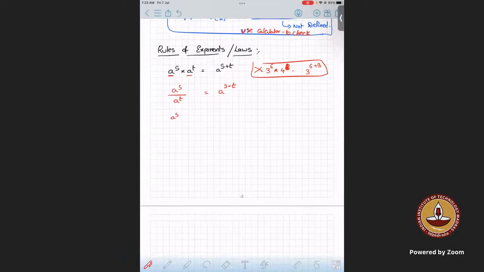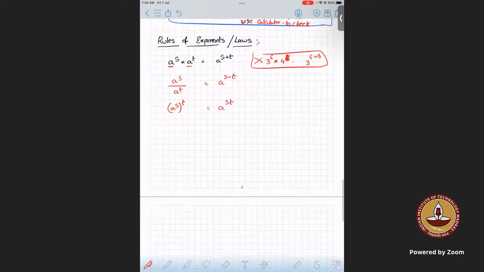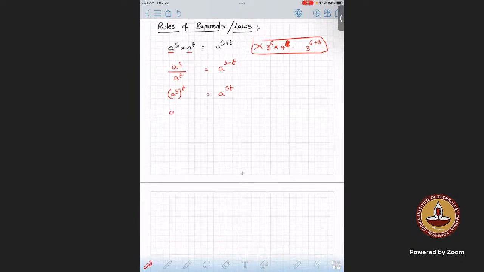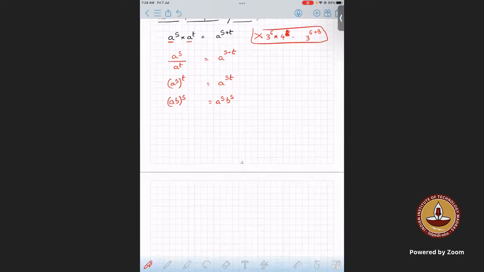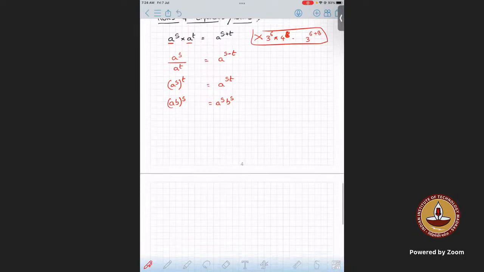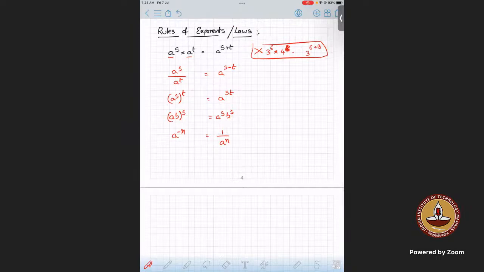Next one, a power s whole power t is equal to a power s t. ab whole power s is equal to a power s into b power s. Then 1 by a power minus n is equal to a power n. Clear? Yes, sir.